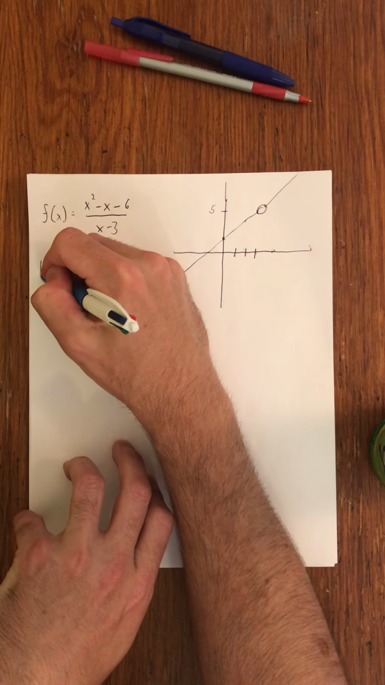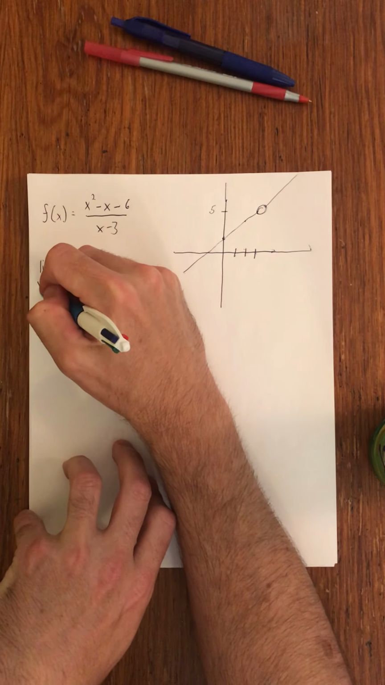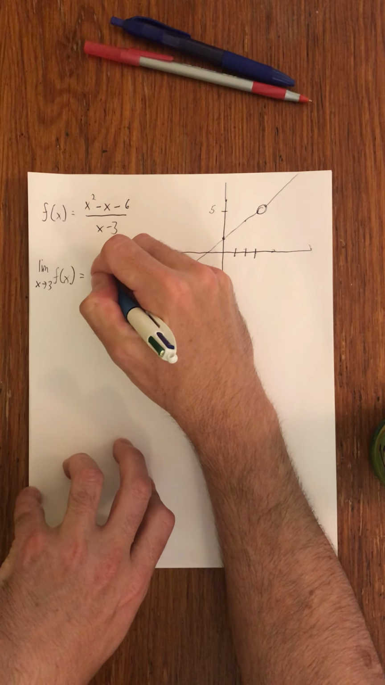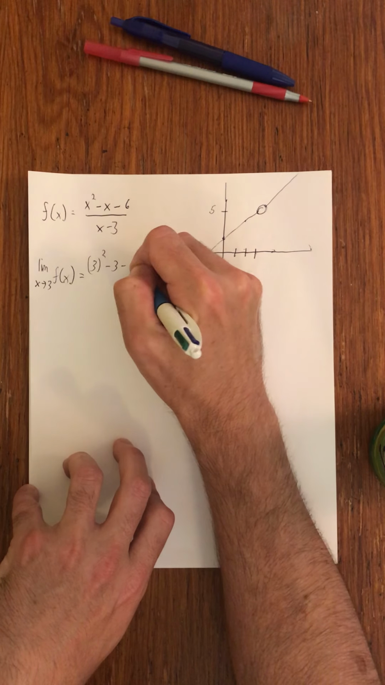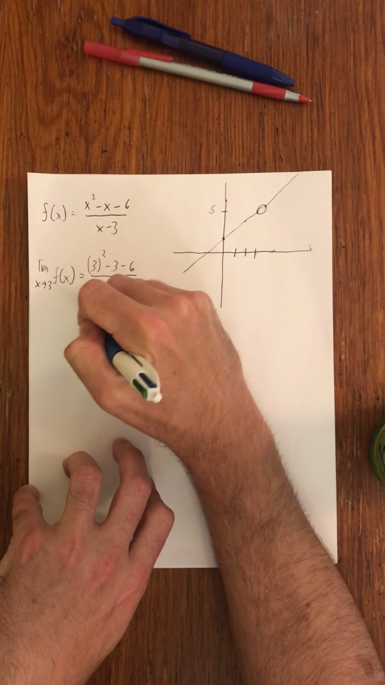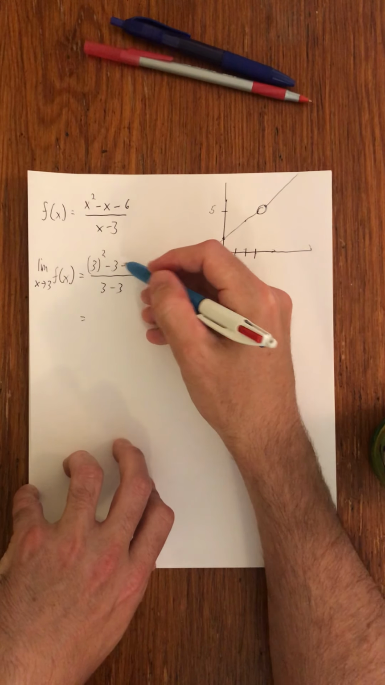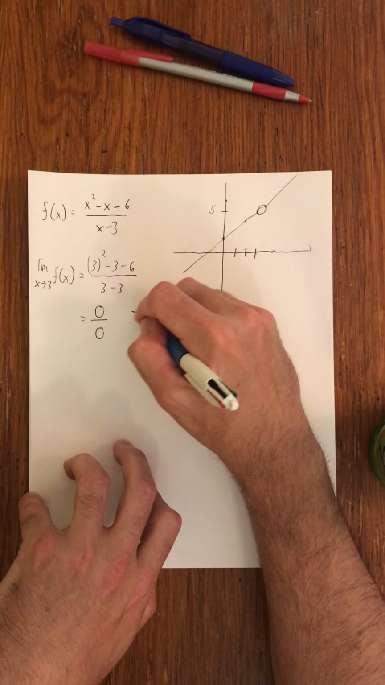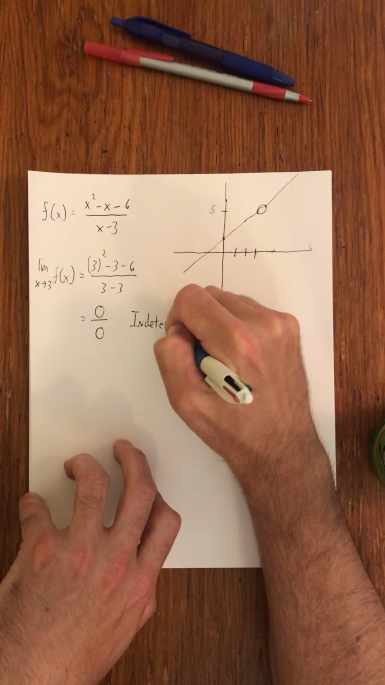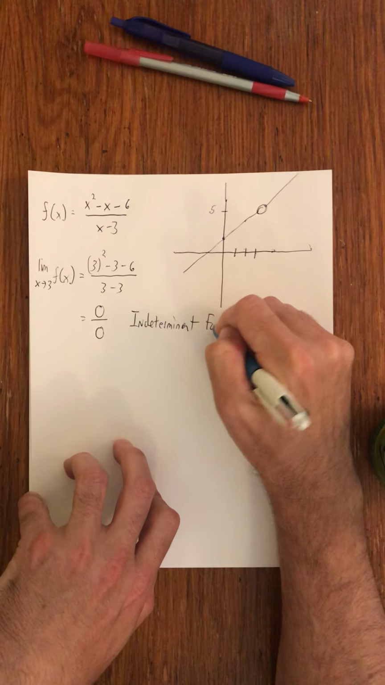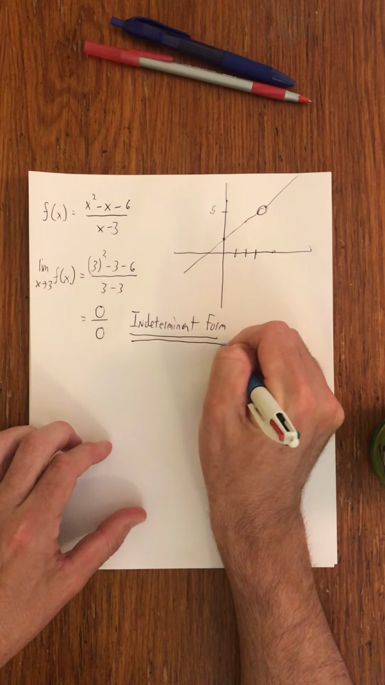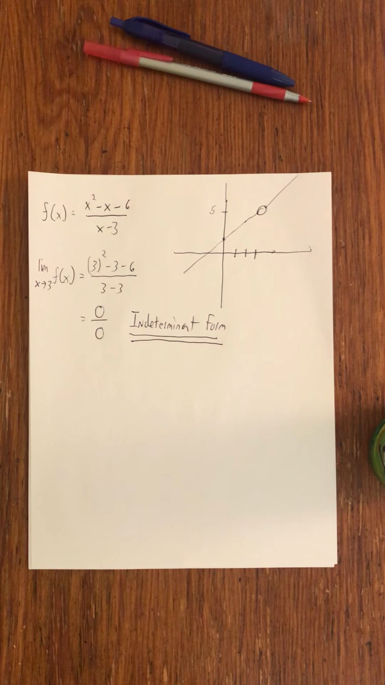But here's the problem. If I do this, let's examine this. The limit as x approaches 3 of f of x, right? If I were to just plug in, well, 3 squared minus 3 minus 6 over 3 minus 3, you'll notice I get 9 minus 3 minus 6, which is 0 over 0. Uh-oh. What's that called? That's called an indeterminate form. And anytime you just plug into a limit and you get an indeterminate form, you need to do something else in order to solve that problem or to discover that that thing has no limit.